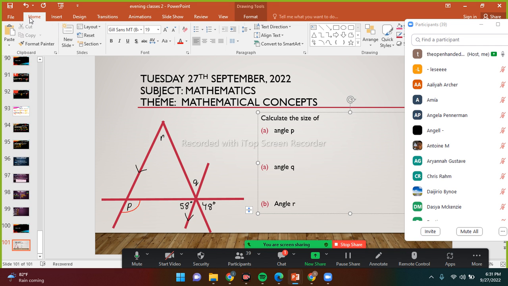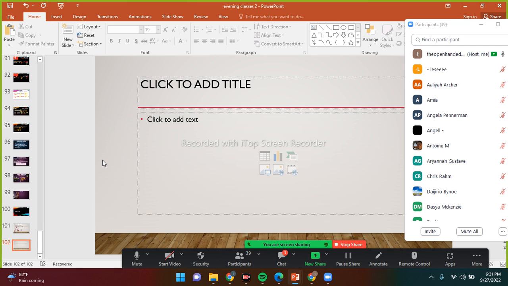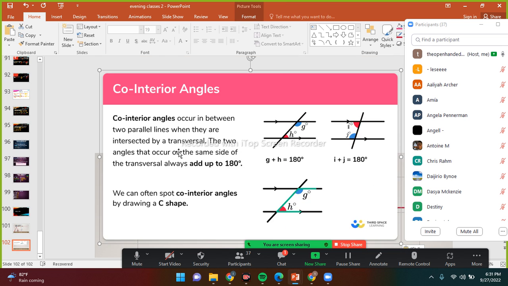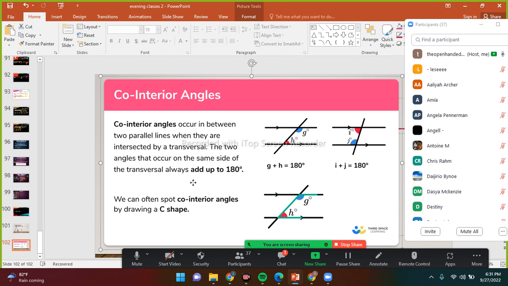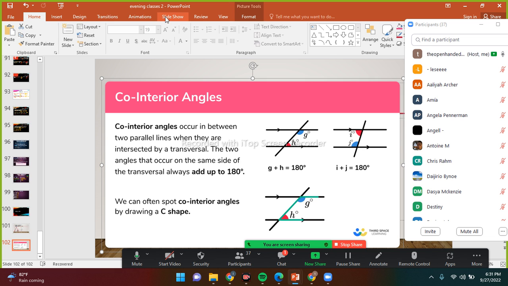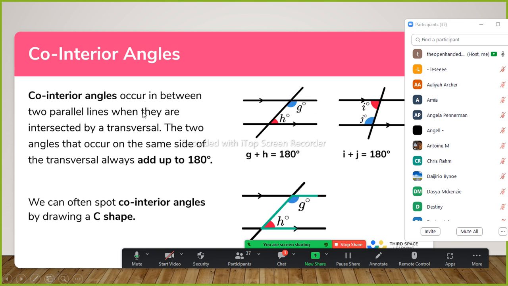All right, so co-interior angles. Let me explain that. If we look at this, this is going to be very useful for this question. When we look at co-interior angles, look at it. Co-interior angles add up to 180.